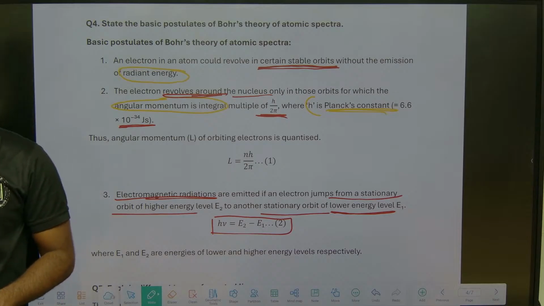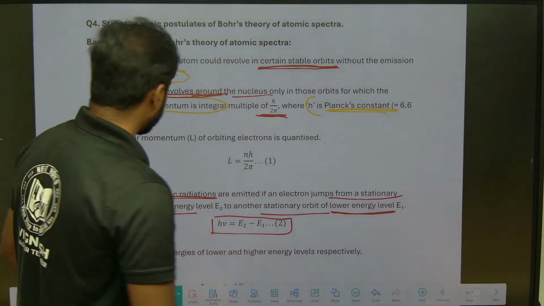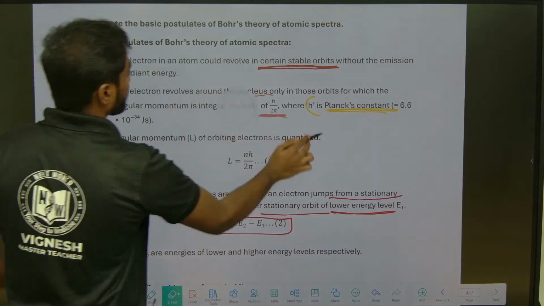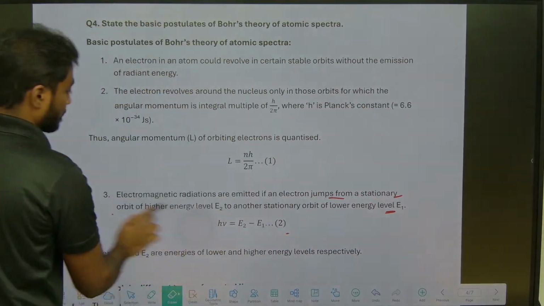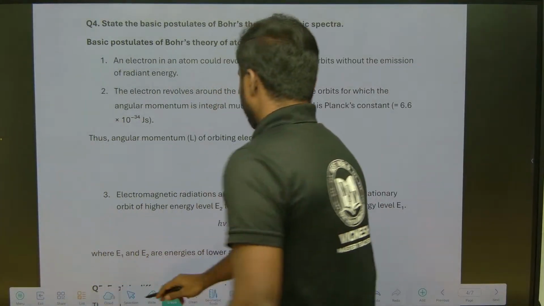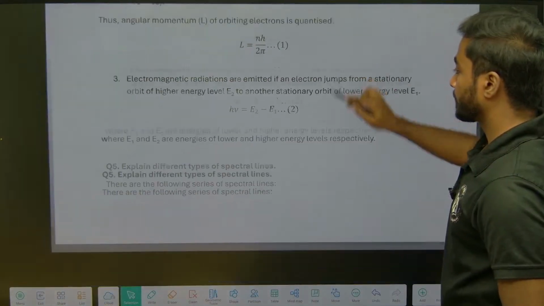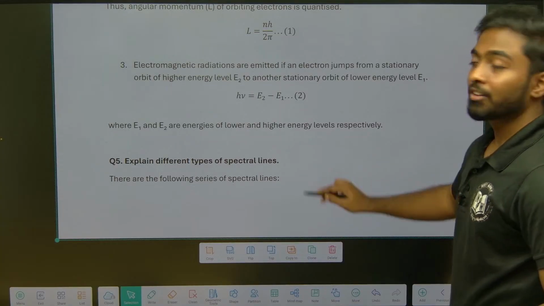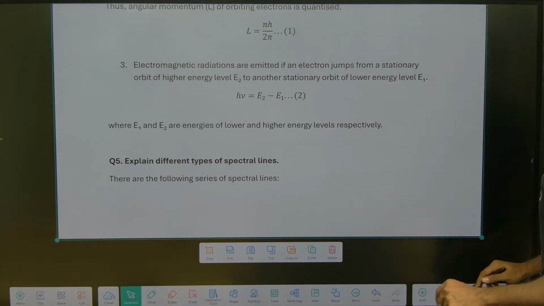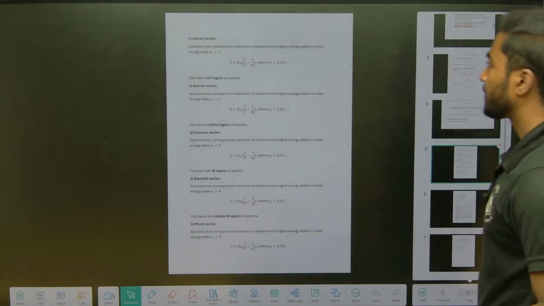Done? Okay. So the next question is, explain different types of spectral lines. This is one of the important questions, right?